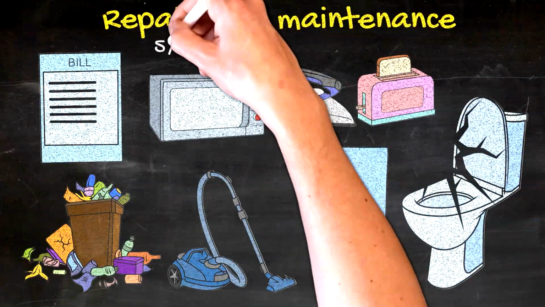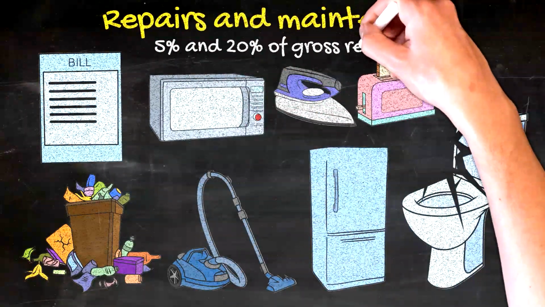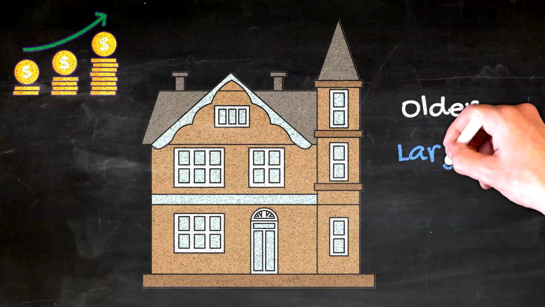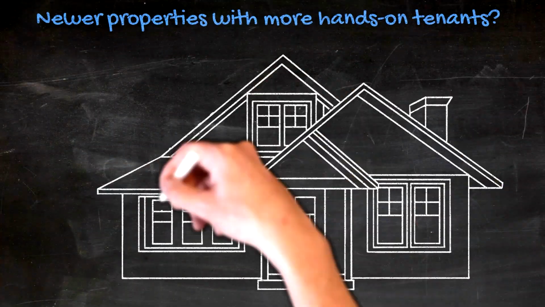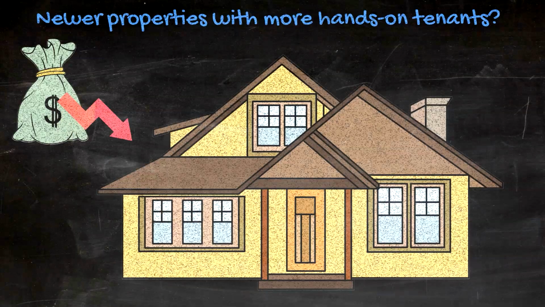Repairs and maintenance typically run between 5% and 20% of gross rents. Use the higher end if the property is older, larger, or poorly maintained, or if your tenants tend to be rough on the place. For newer properties with more hands-on tenants, you can probably budget less.